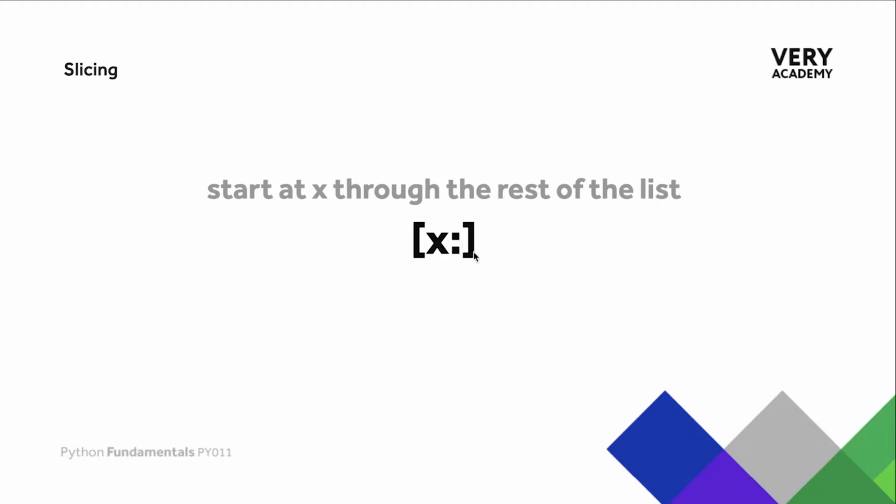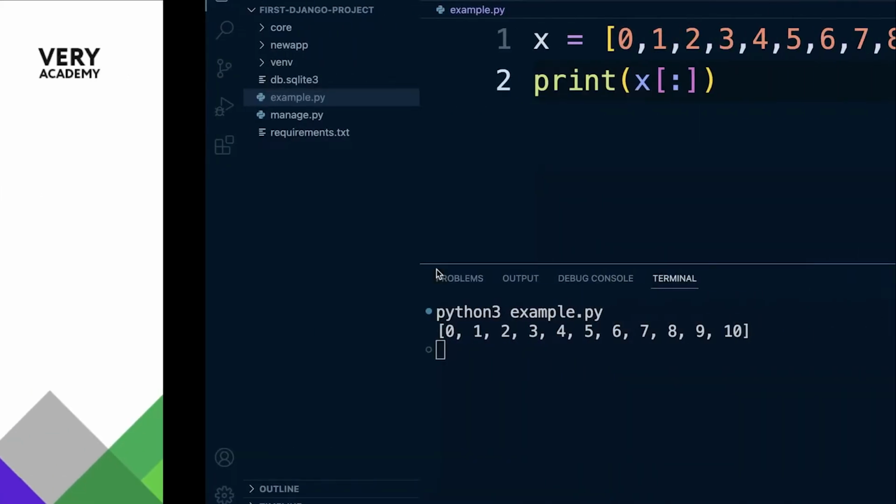Now, where we're going to end it, if we leave this blank, then this means that it's just going to run through the rest of the list. So it's just going to print out from X and then upwards to the end of the list. I may not have explained that very well, so let's just see that in action.